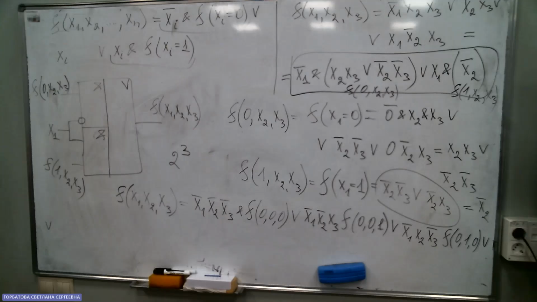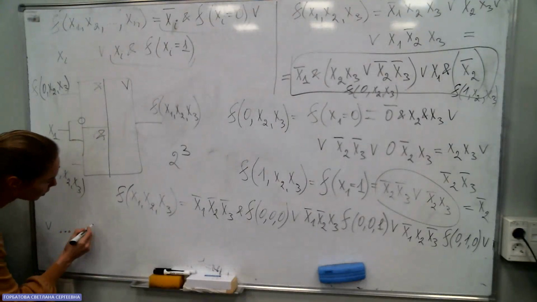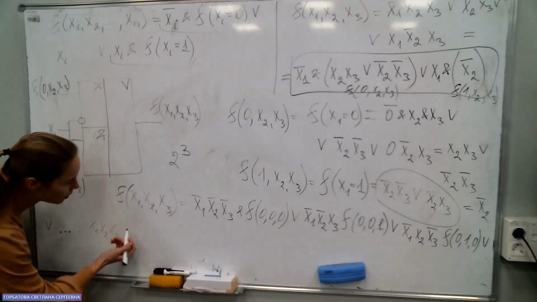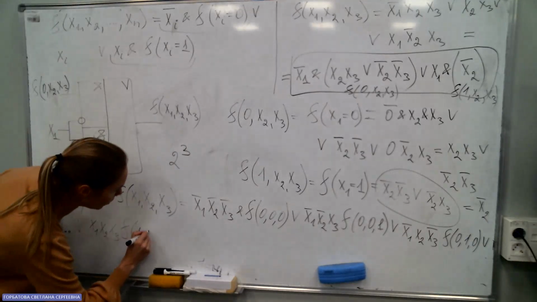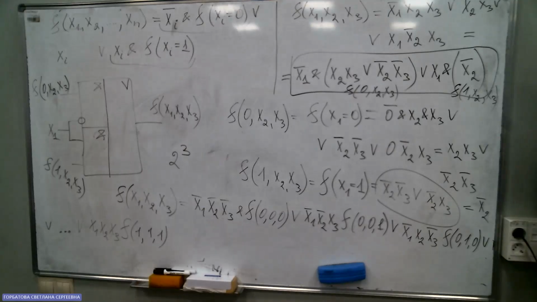And so on, and disjunction x1, x2, x3 conjunction F of 1, 1, 1. So this is the ultimate Shannon decomposition. Do you have questions?